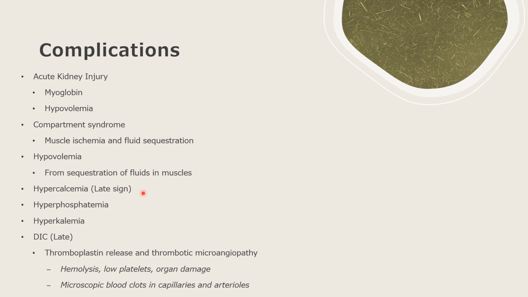Hypercalcemia is a late sign, as well as hyperphosphatemia and hyperkalemia, and then DIC, right? We're going to have hemolysis from our acute kidney injury, low platelets and end organ damage, as well as those microscopic blood clots in the capillaries and arterioles of our muscle tissue, which is going to cause the thromboplastin release, right? We're going to run out of all of our clotting factors, then we're not going to have enough and have this intense internal hemorrhaging.